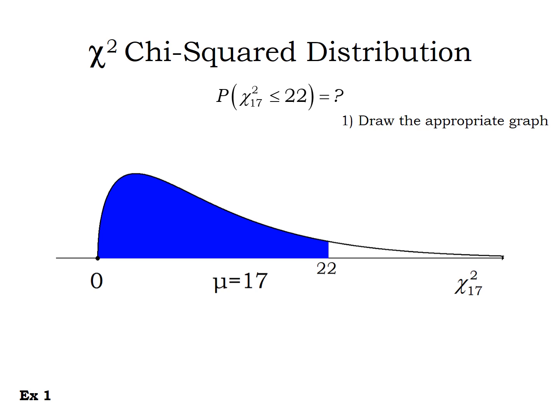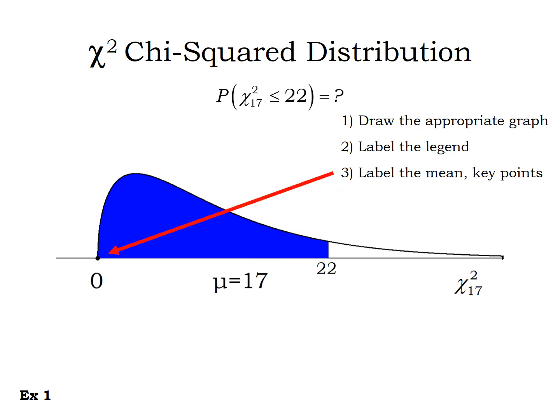Now, at this point, we want to label the legend. So everybody knows this is a chi-square with 17 degrees of freedom down there in the bottom right-hand corner. We're going to label the mean. 17 degrees of freedom says the mean of the chi-squared will also be 17. It's somewhere here on this downslope in this approximate neighborhood. Again, this is just essentially a rough graph, and your hand graphs will always be rough. The other key point on a chi-square distribution is 0.